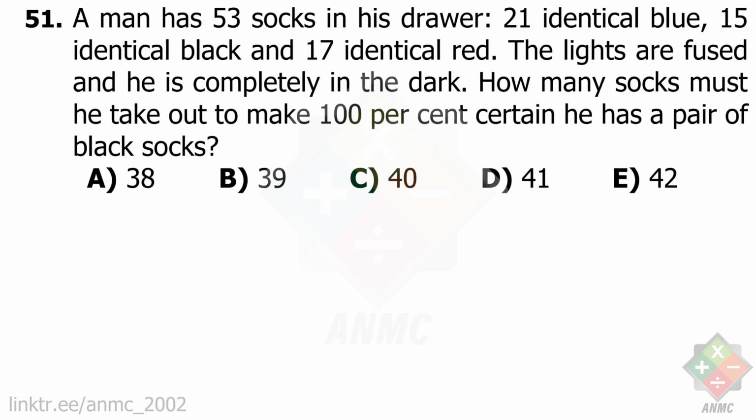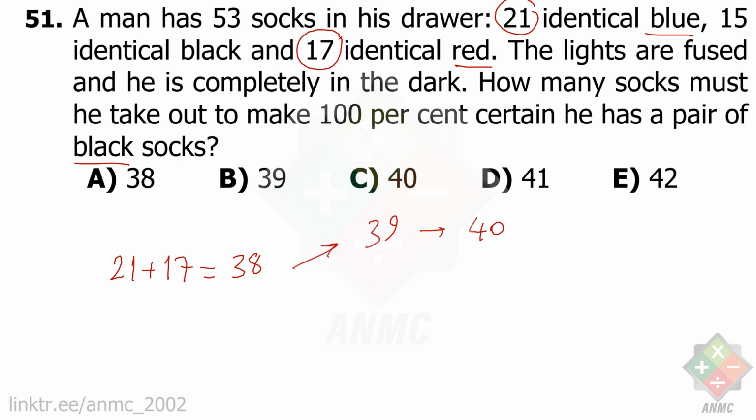In this kind of question, we believe that the man is unlucky. He is looking for black socks, but he is going to find blue and red in time. So 21 plus 17. He picked 38 and they are not black. The 39th can be black. What is the pair of it? The 40th is our guarantee. He is the unluckiest man in the world.